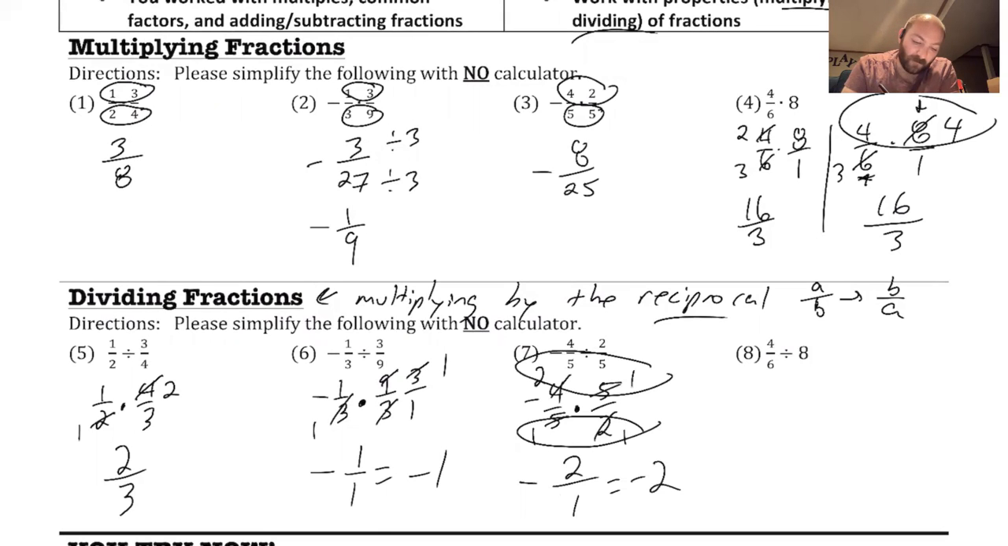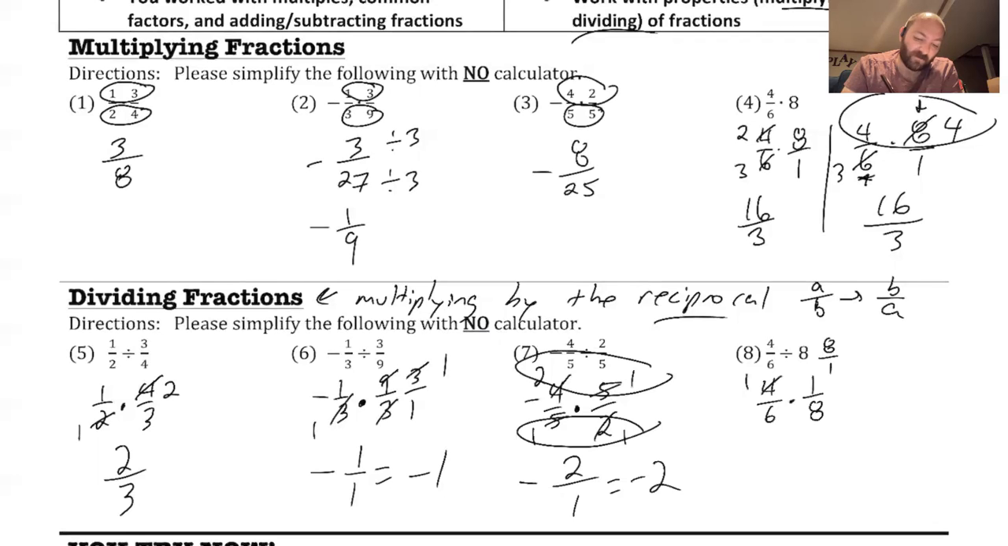Okay. 4/6 divided by 8. So remember, this 8 is the same as 8/1. So I'm going to turn that into multiplication of 1/8. And then I can start looking at how can I simplify before I multiply. Let's simplify before we multiply.